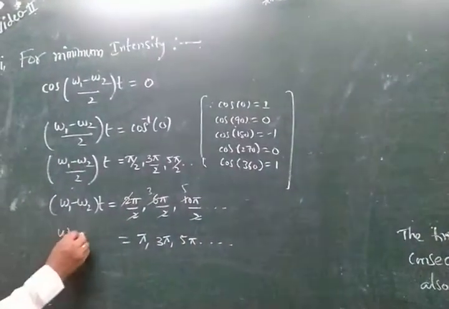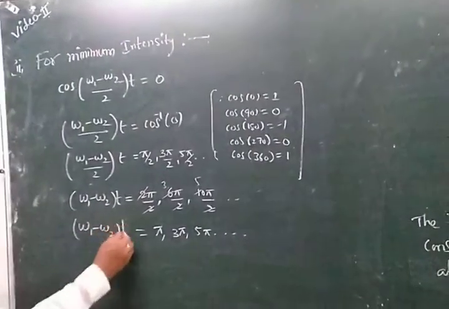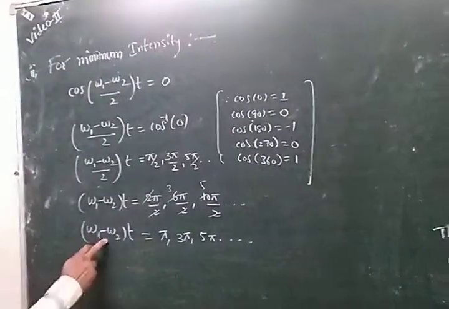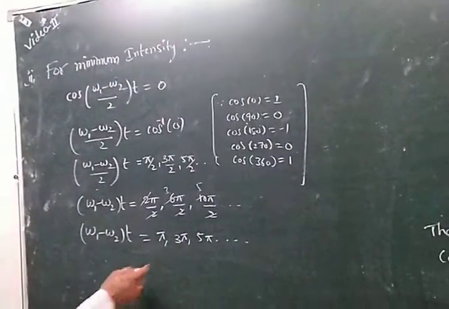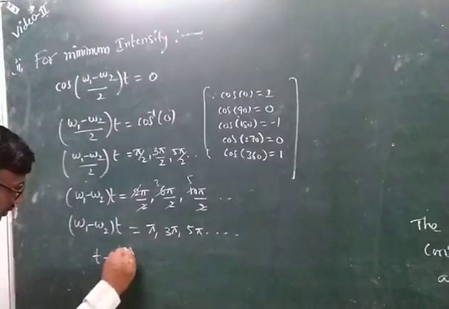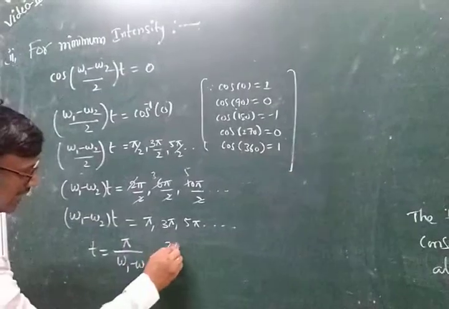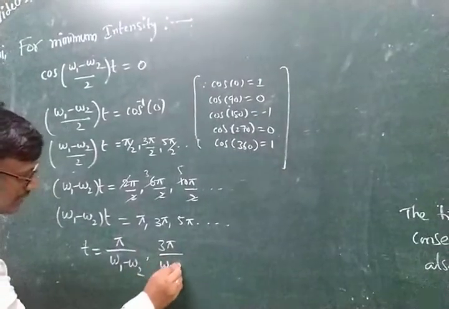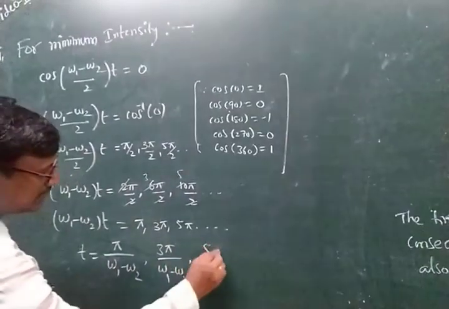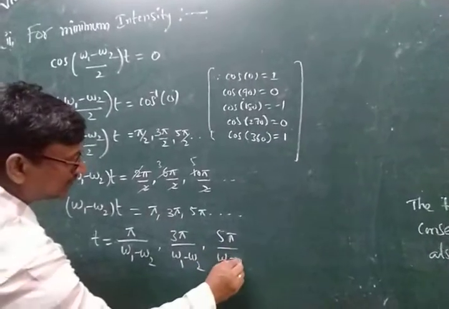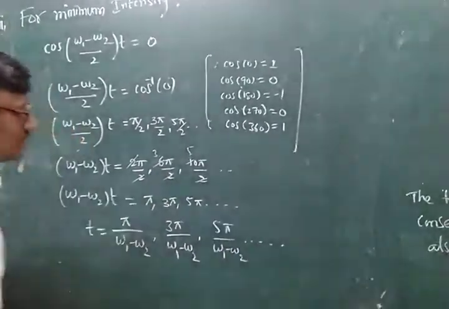This is (omega 1 minus omega 2) into t. Taking this omega 1 minus omega 2 to this side, t is equal to pi by (omega 1 minus omega 2), and 3 pi by (omega 1 minus omega 2), and 5 pi by (omega 1 minus omega 2), and so on.